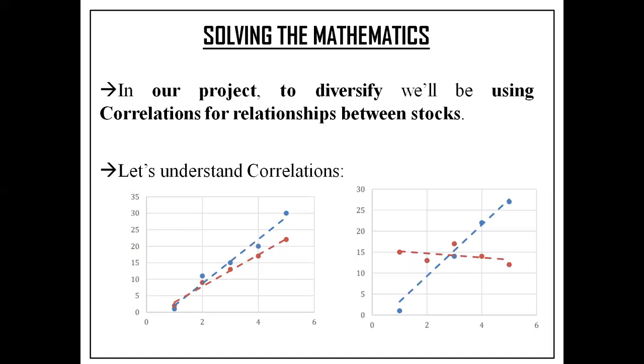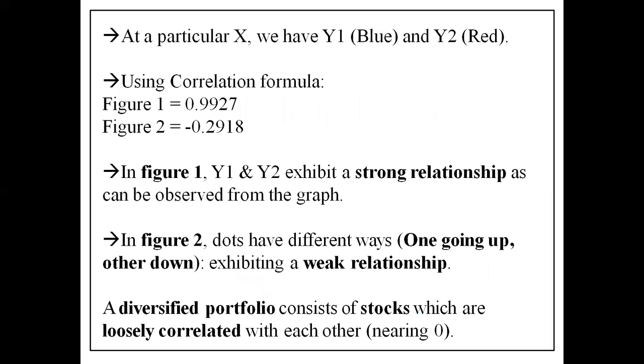As you can see on the screen, we have two graphs. For a particular value of x, we have two corresponding values of y. One is represented using a blue dot and the other is represented using a red dot. Using the above formula that we mentioned regarding the correlation coefficient, we calculated the value for both graphs. Figure 1 has a value close to 1 and is exhibiting a strong relationship. Figure 2, whereas, has a value close to 0, which means it is exhibiting a weak relationship.